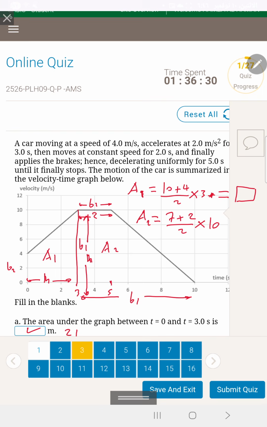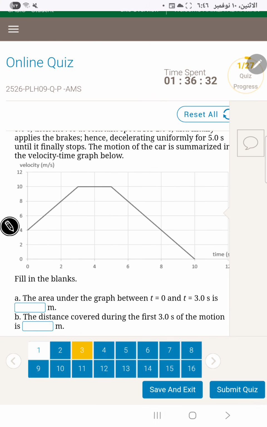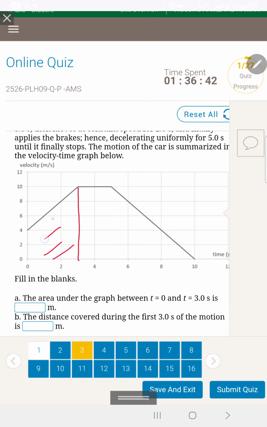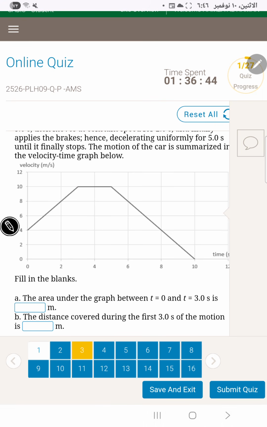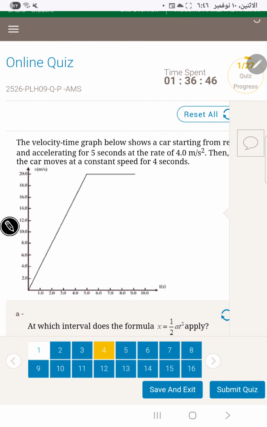And then they ask you about the distance covered during the first 3 seconds, which is also the same thing, 21. So remember, they just want this area. They don't want the total area. Okay, let's now see question number 4.